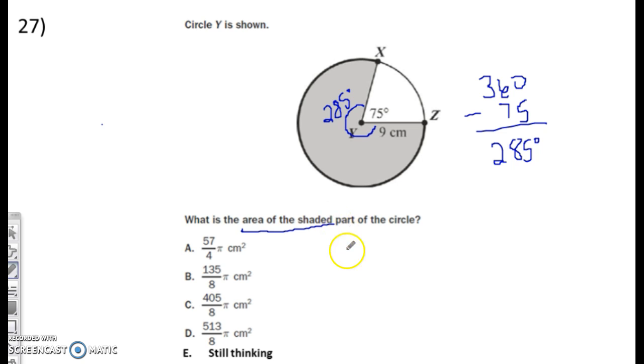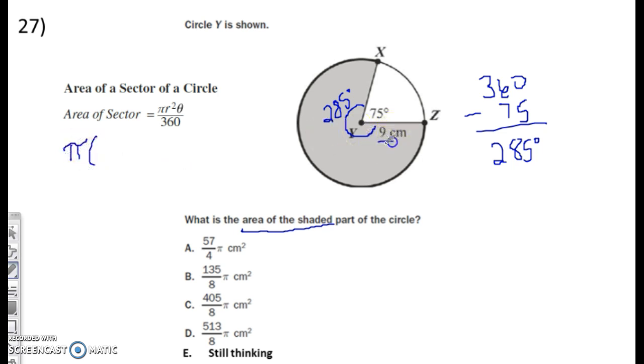And again, on the EOC, it's going to have a tab that has the formula sheet attached. So you would go to the formula sheet and you would find this formula. The area for a sector of a circle is pi r squared theta over 360. So let's just plug in what we know. We know the radius is 9. We know theta, our central angle, is 285 degrees, all over 360.